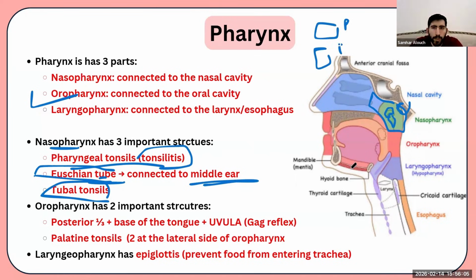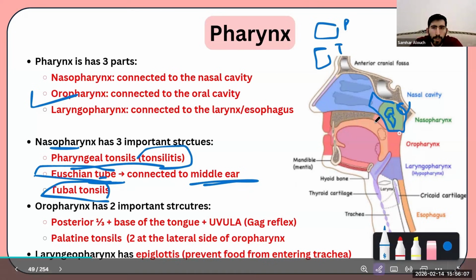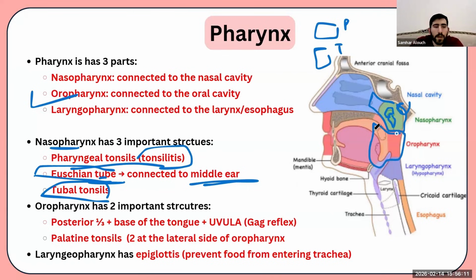So now let's talk about the oropharynx. The oropharynx is connected between the mouth and the pharynx. Okay? It has the posterior 1/3 of the tongue. We said the anterior 2/3 is in the oral cavity. Then where is the posterior 1/3 and the base? They are in the oropharynx. And it also has the uvula.